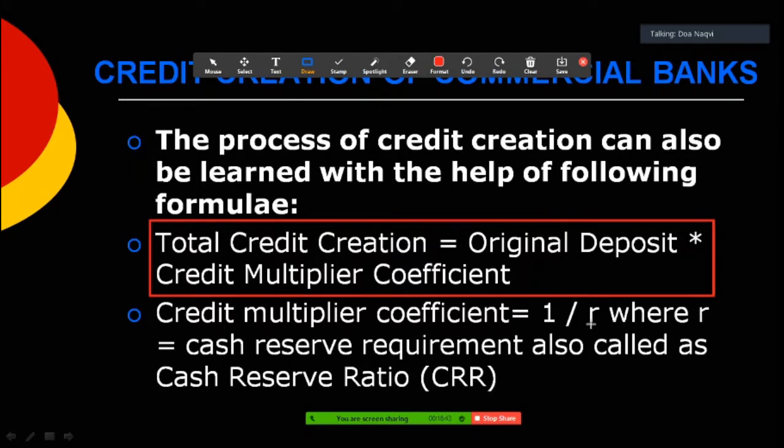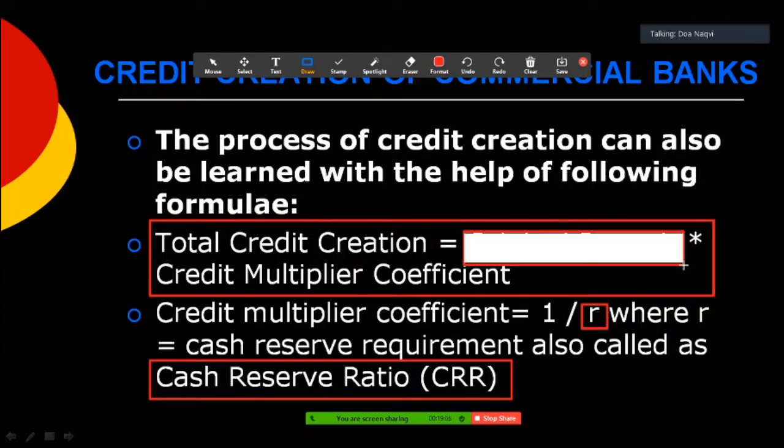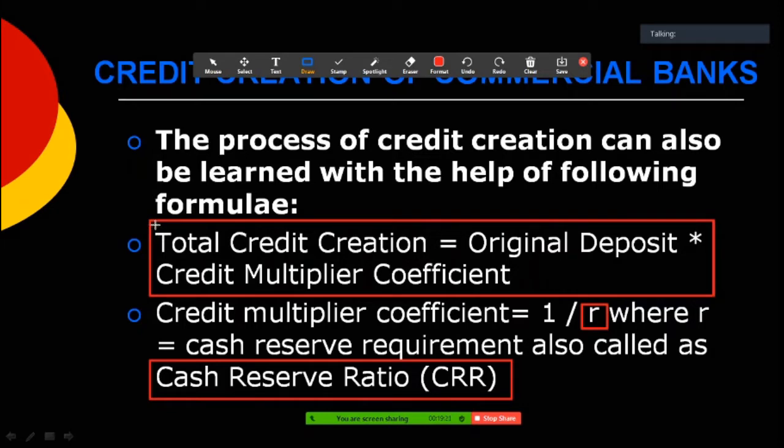You can see that it is a small r. Small r always means that it needs to be kept in the form of decimal. So if cash reserve ratio is 20%, like in our example, then r will be 0.2. So 1 upon 0.2 into the original deposit. And what is the original deposit? In our example, it is 1 lakh rupees. So 1 lakh rupees into 1 upon 0.2 will be our total credit creation. I hope you have copied this formula.